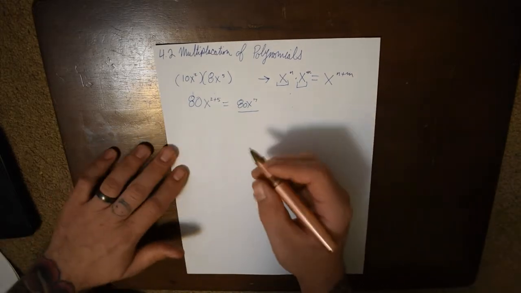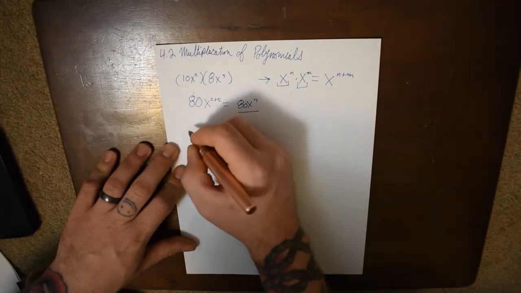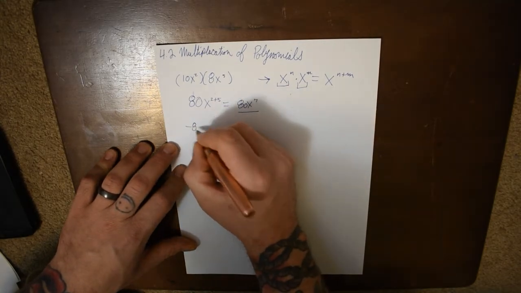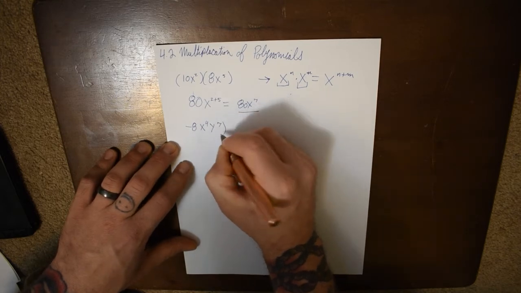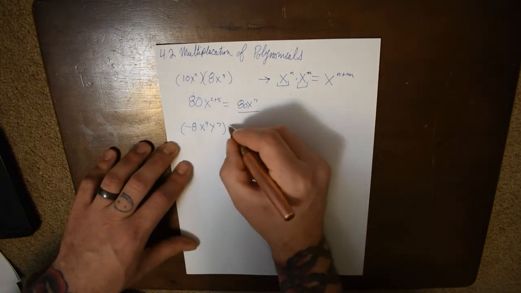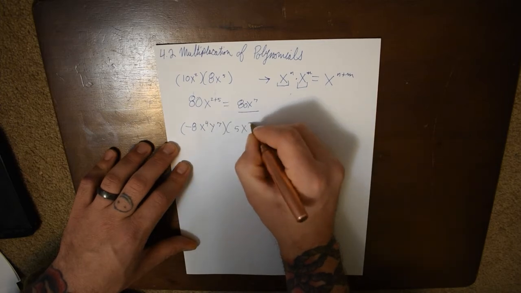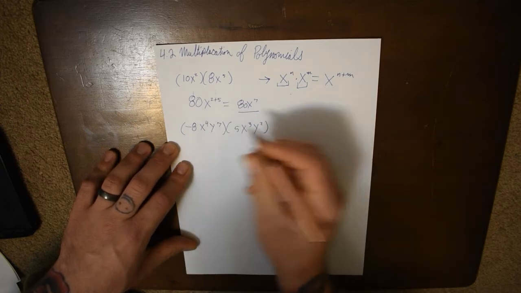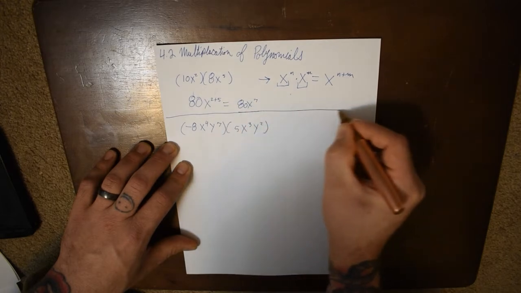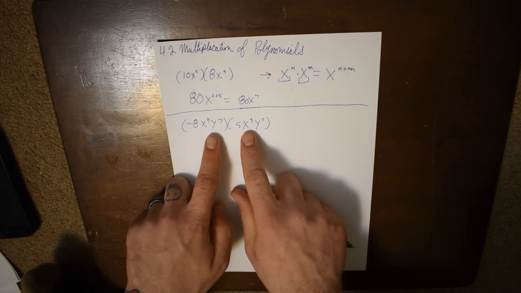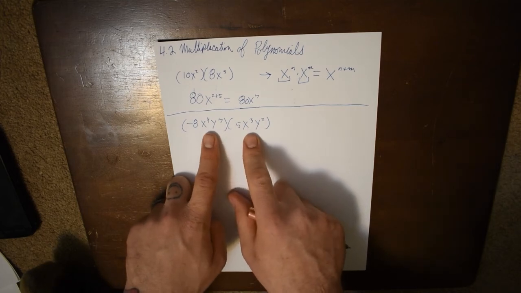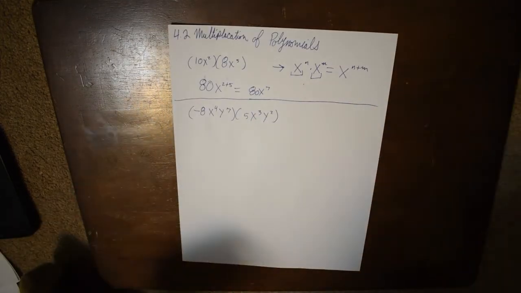When they have different variables, they might get a little bit tricky. Like if we had negative 8x to the fourth y to the seventh, all of that times 5x cubed y squared. Draw a line to separate these two examples. So, first we notice there's no addition or subtraction in this problem. That means we can go straight ahead with multiplying.